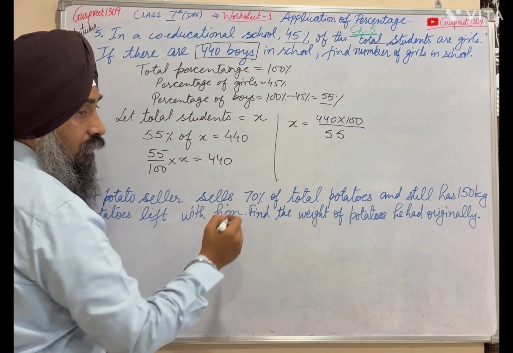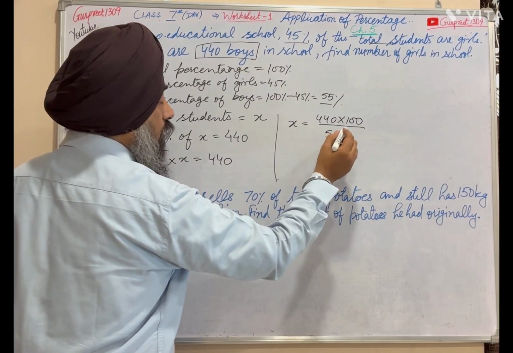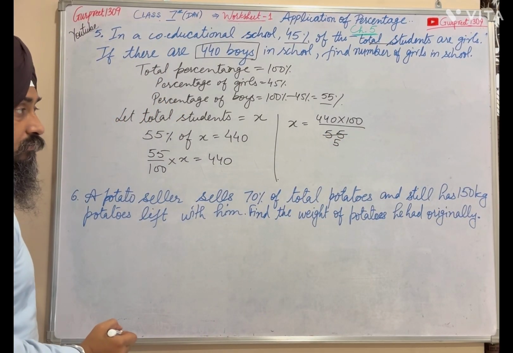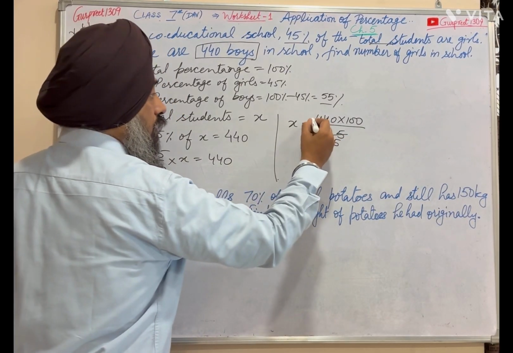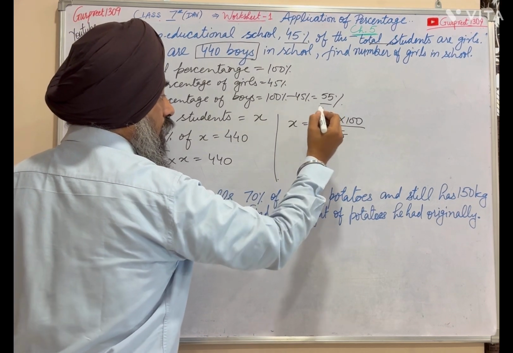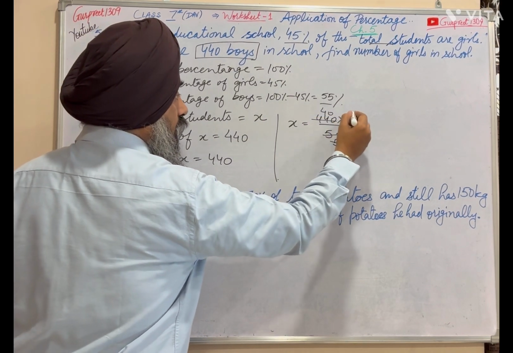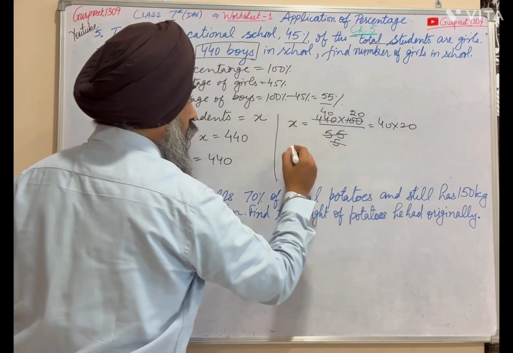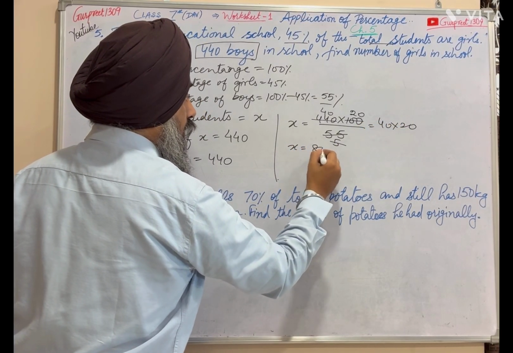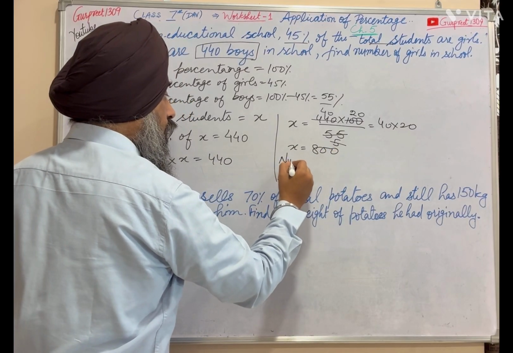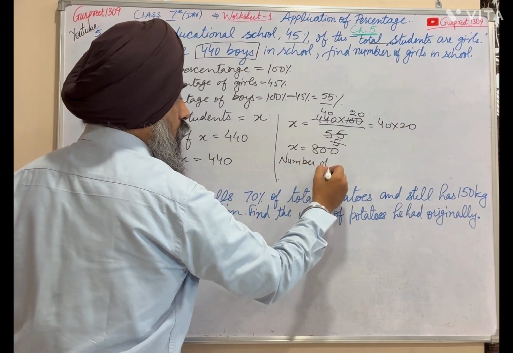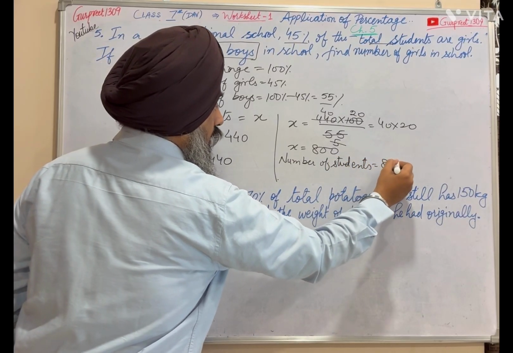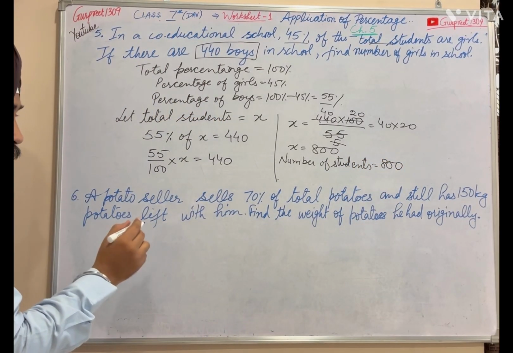Then we will take the help of the table of 11. 11 5s are 55. 11 4s are 44. Here is 40. We can also write 5 tens are 20. So 40 into 20, so x is equal to 800. So the number of students becomes 800. 800 is the number of students.